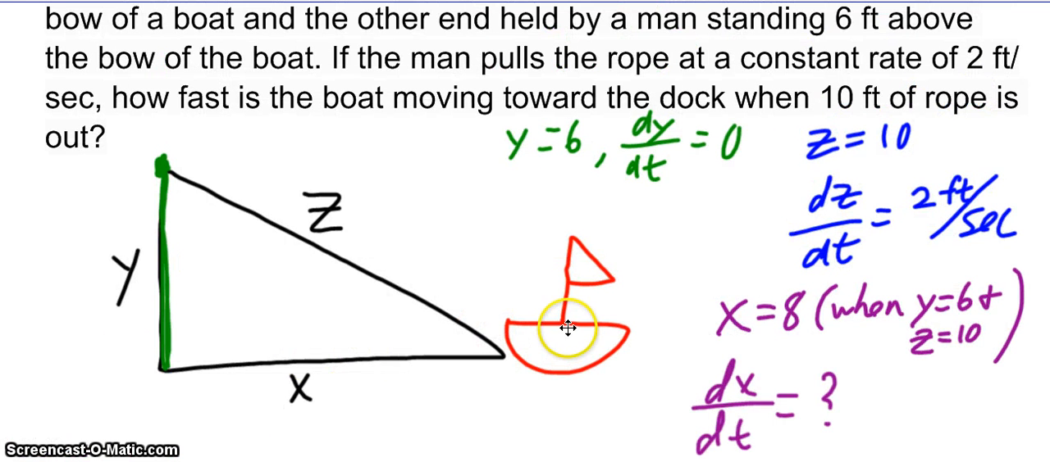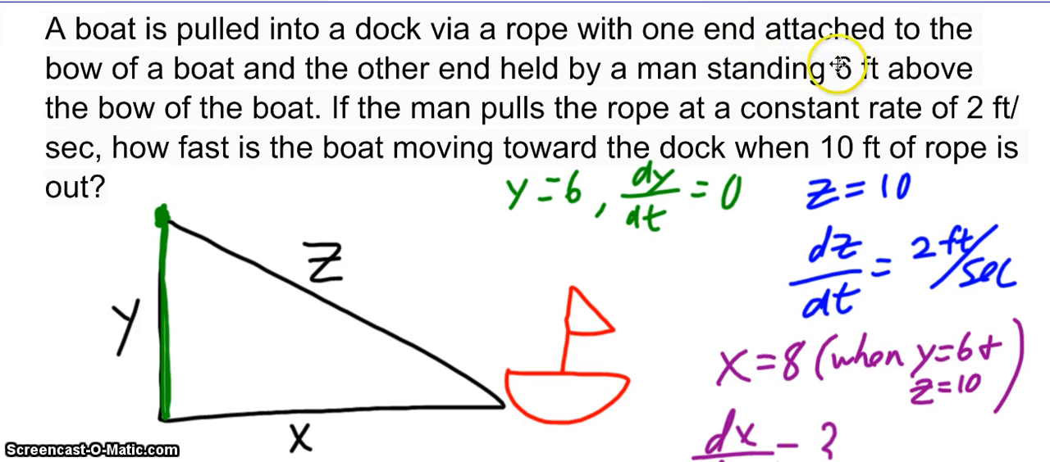Okay, so here's my picture. Check out that sweet, sweet boat. I called this x, this y, this z. I know y is 6, and y is a constant, so dy/dt is 0. The reason why y is a constant is y is the man. The man is not changing in height, at least not that we know of.